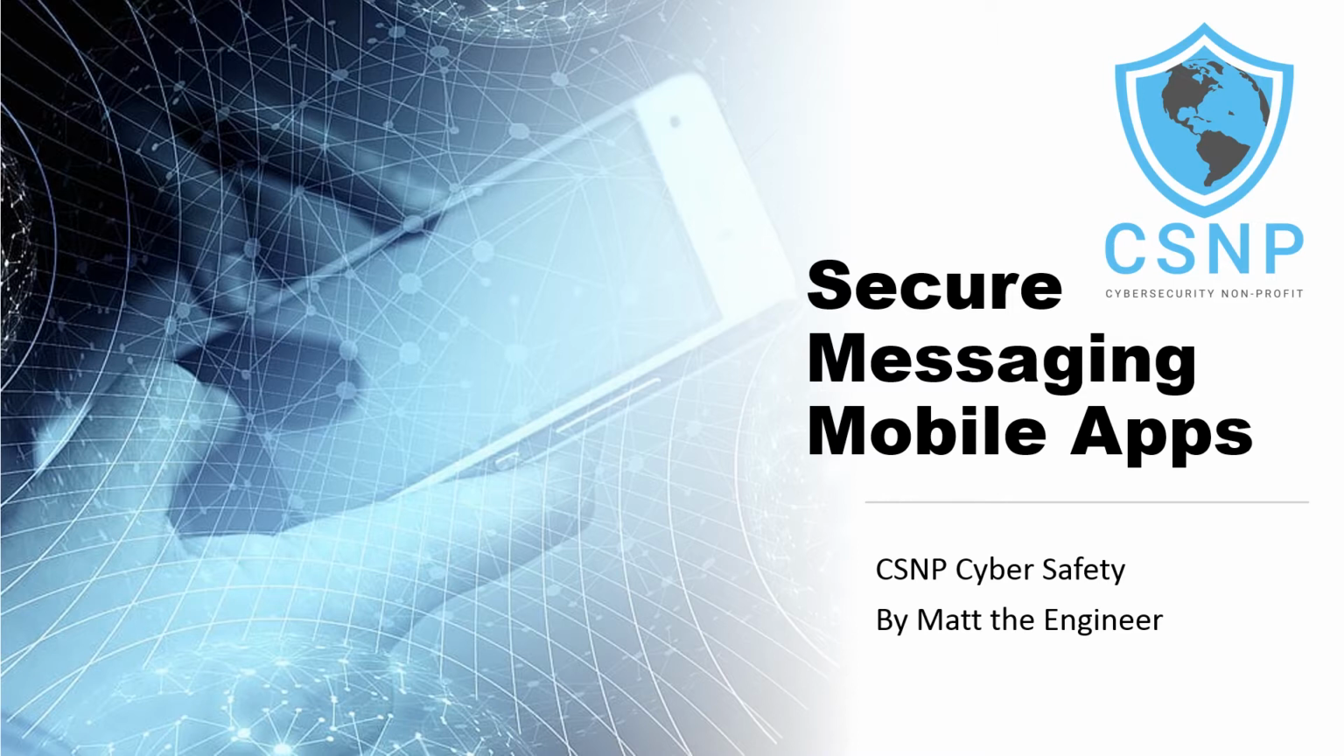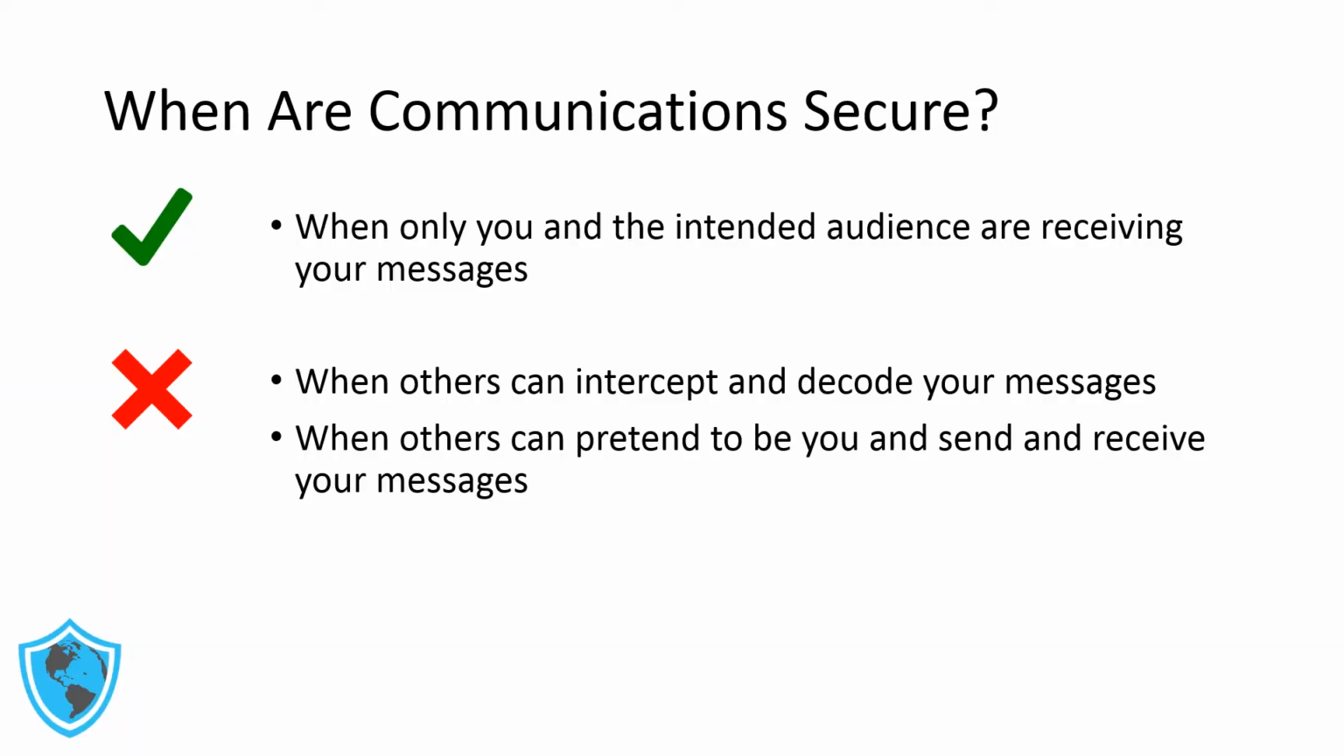Let's begin. What does it mean to have secure communications? Communications are secure when only you and your intended audience receive your messages. No one else can access, understand, or intercept your messages. Worse, the message itself may not be the target. An attacker may unravel your identity and masquerade as your device. That would allow the attacker to become you and replace you.